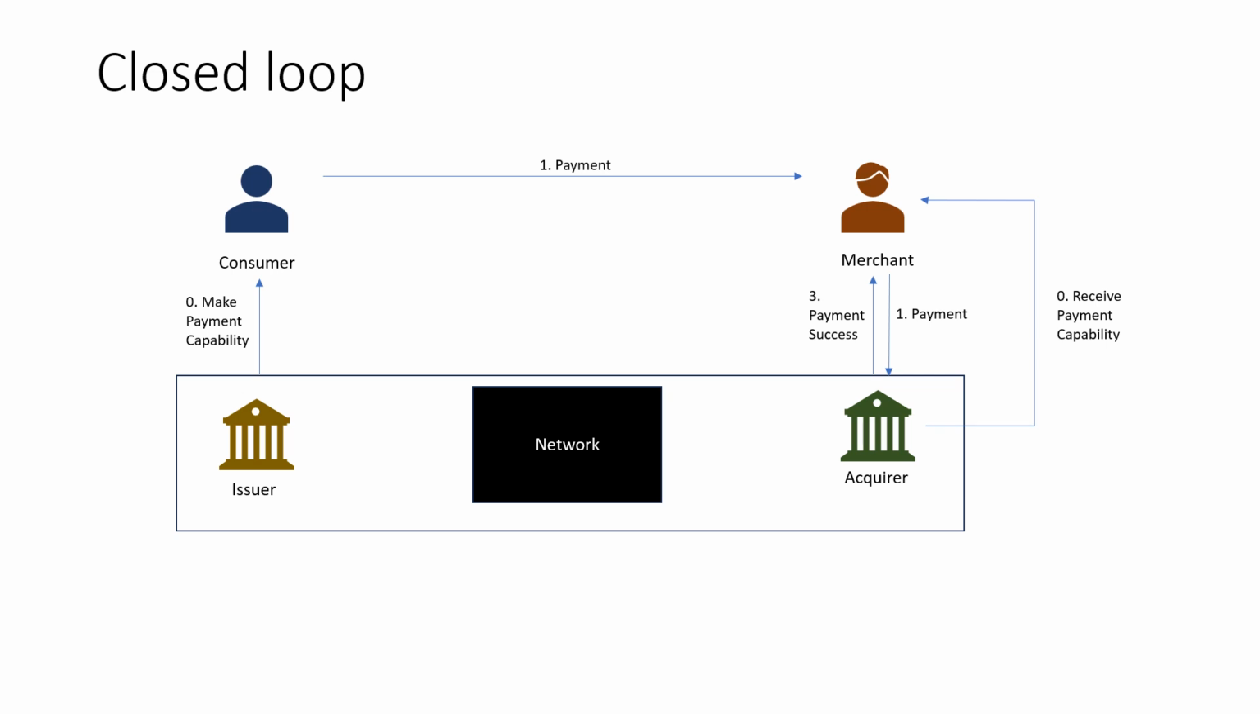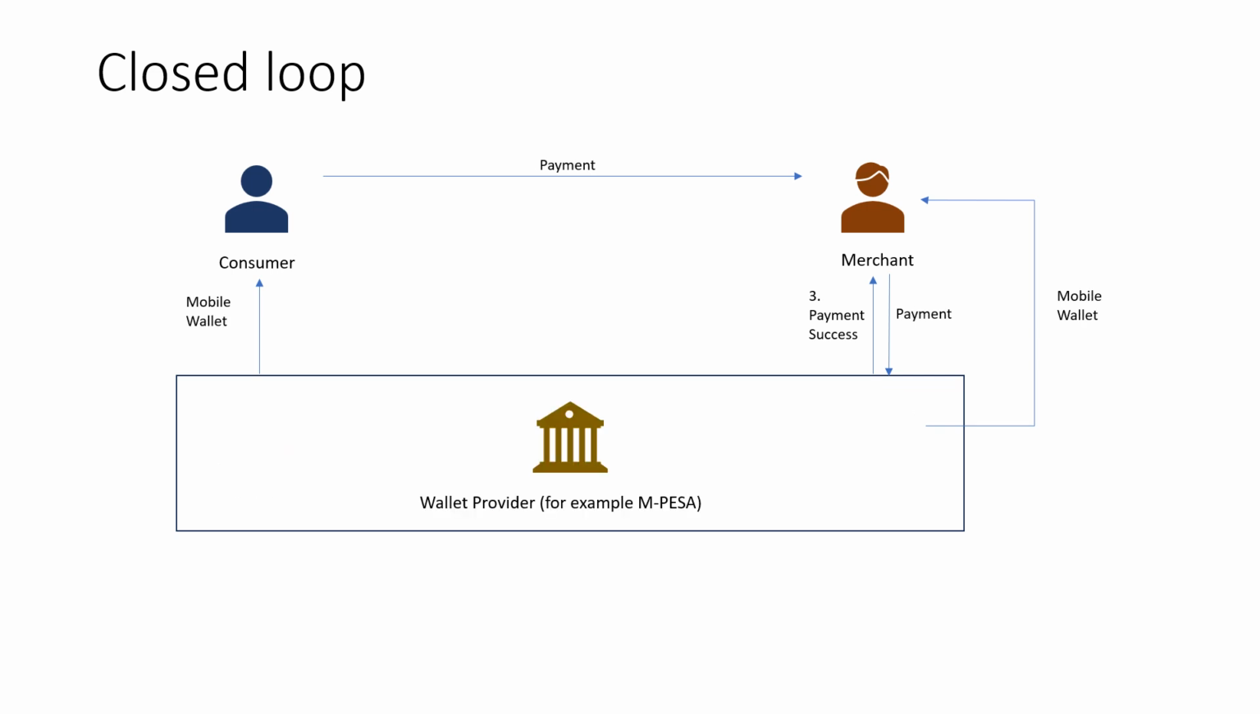So it is somehow a closed loop because in that case, this company, which is both issuer and acquirer, might be charging something to the consumer also for making the payment, and they charge the merchant for acquiring the payment, and it's all within their ecosystem. So they make more cut compared to the four corner model where issuer, acquirer, and network are all independent players. An example of a closed loop is American Express.